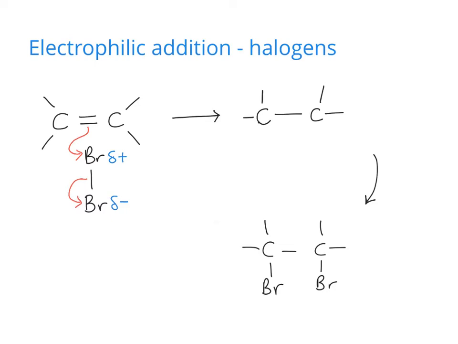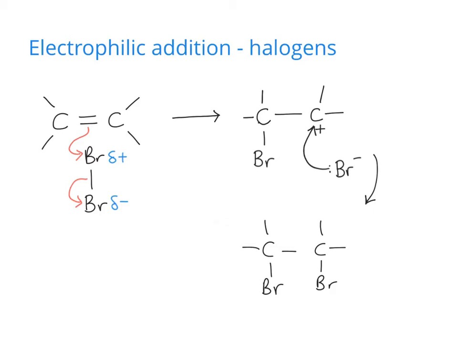In our intermediate, we have one of the bromines attached and we have a positive charge, not a delta positive, but a positive charge on the remaining carbon. We have a negative charge on the remaining bromine and we draw our arrow. So all of the other curly arrows are identical.